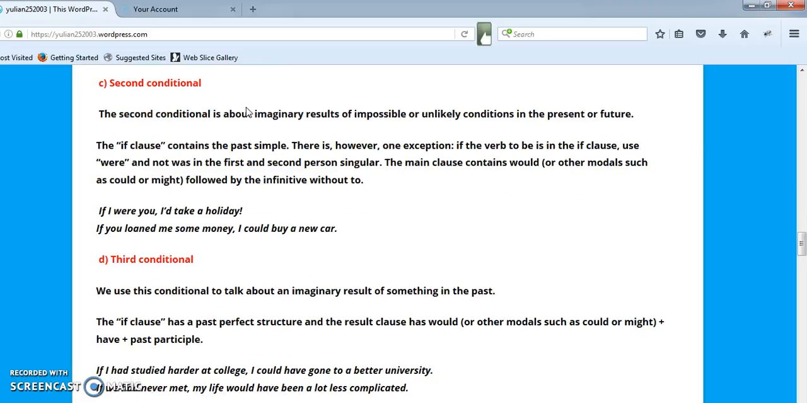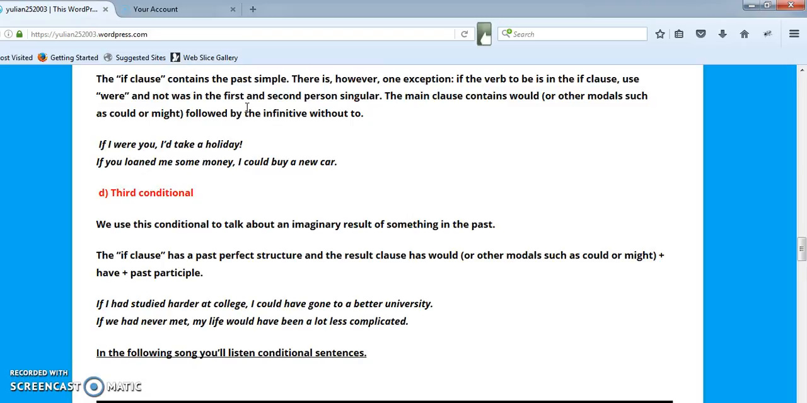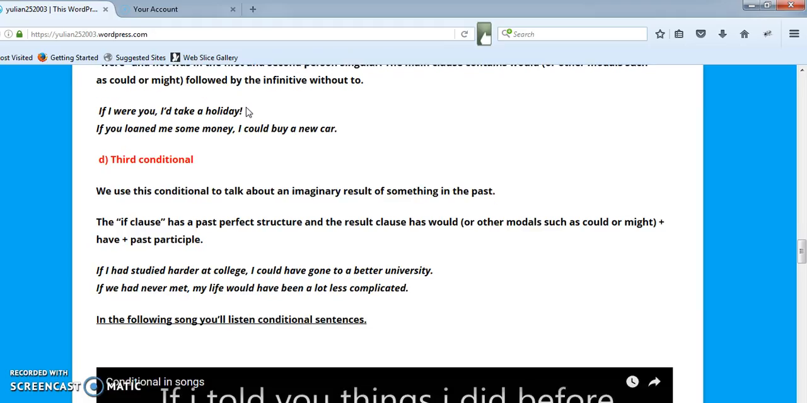The third conditional. We use this conditional to talk about an imaginary result of something in the past. The if clause has a past perfect structure and the result clause has would or other modals such as could or might, plus have and the past participle. If I had studied hard at college, I could have gone to a better university. Okay? If I had never met, my life would have been a lot less complicated.